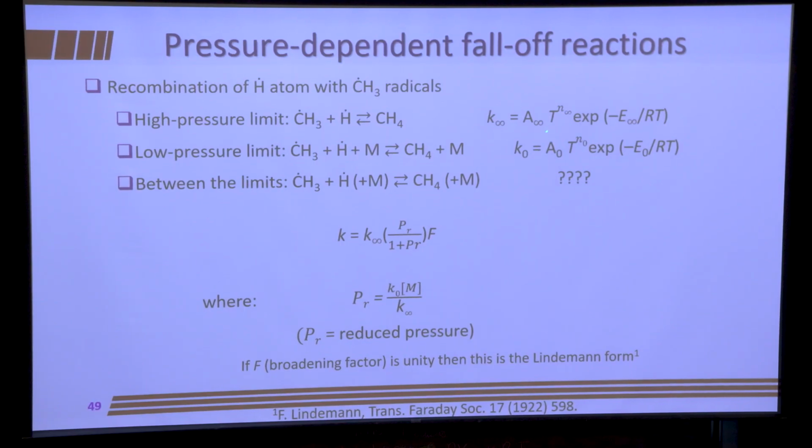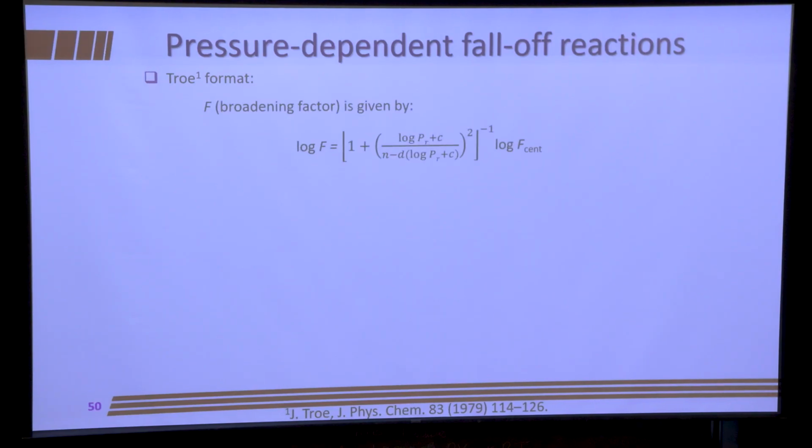So we have K infinity, the high pressure rate constant, and K0, the low pressure rate constant. And then the rate constant between the limits is determined in this way. So this is the general expression for the calculation. But if we're in the Lindemann form, F is 1, and that's how the rate constant is then determined. But we have another form, and it's the Troe format.